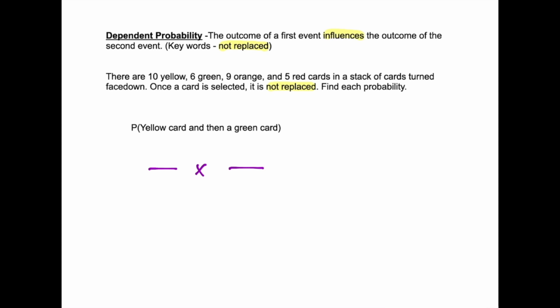How many yellow cards are there? There are 10 yellow cards. How many total cards are there? There are 30 total cards.